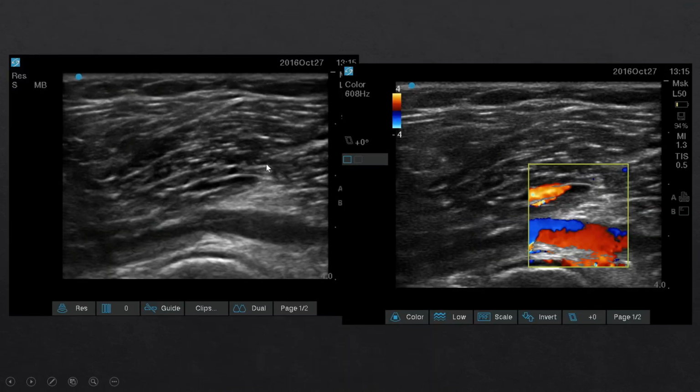So let's look at the long axis. In the long axis, I see a tubular structure, but it's still not uniform. Here the dimension is bigger compared to the proximal side. Now I turn the color on and I see the vascularity, so I know this is vein.